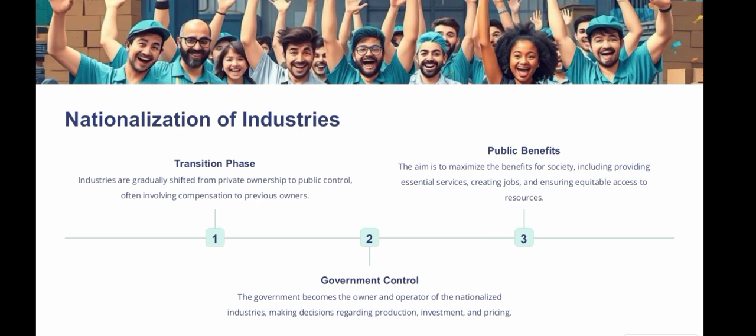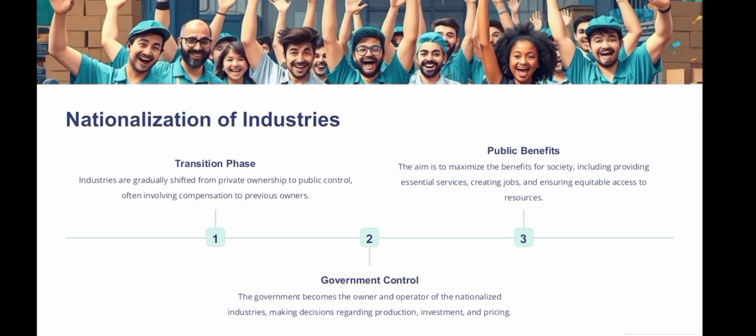Some industries are there, class, only and only for public benefit, and those industries are available for the public every time. The aim of those industries is to maximize benefit for society, not for personal benefit. Yes class, it is very important and it is a very good thing.